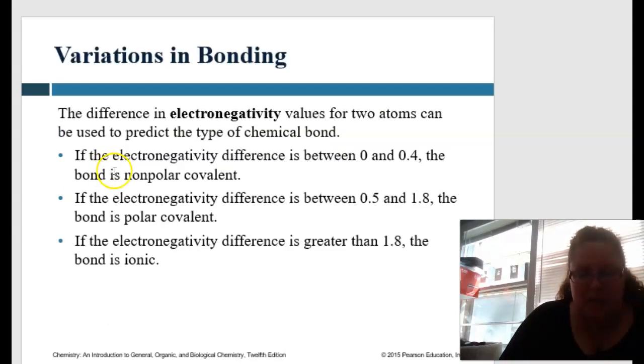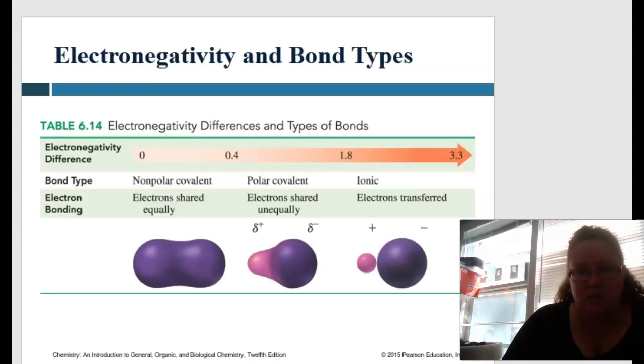The difference in electronegativity values for two atoms can be used to predict the type of chemical bond. If the electronegativity difference is small, between 0 and 0.4, then the bond is nonpolar covalent. If the electronegativity difference is between 0.5 and 1.8, that's moderate, then it's going to be polar covalent. If it's larger than 1.8, then the bond is going to be ionic. That's a great way to calculate and figure out what type of bonds we're dealing with. Again, a great little summary table.